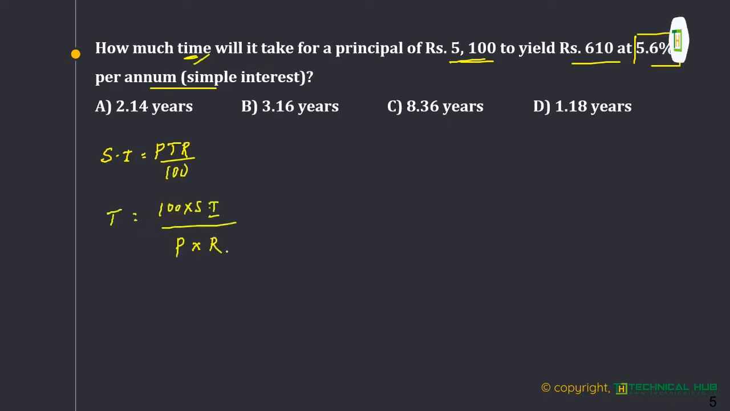Okay, so what are the given values here? Simple interest is equal to how much? 610. And what is the principal value given? 5100. And what is the rate of interest given? 5.6. So simplify this one. 2 zeros get cancelled, and 610 by 51 into 5.6. So what is the value you will get?